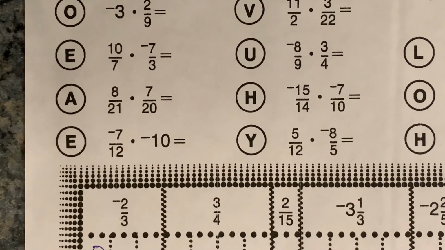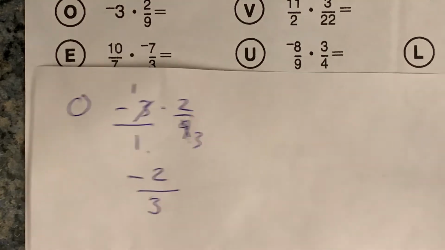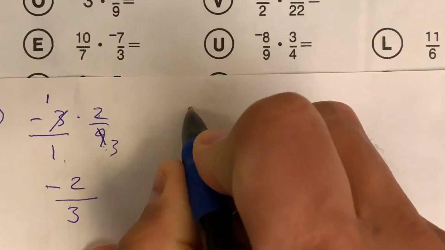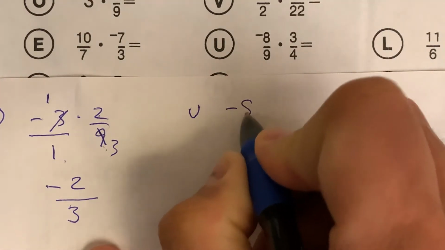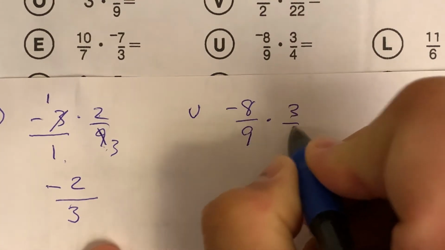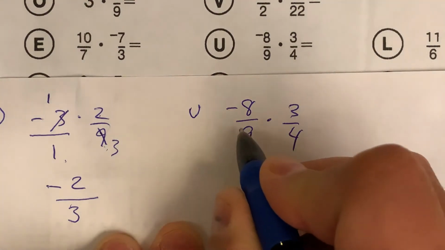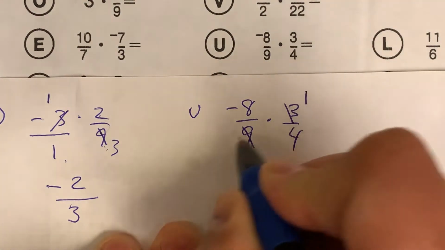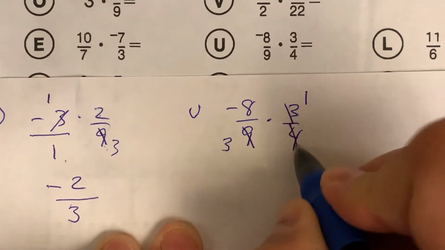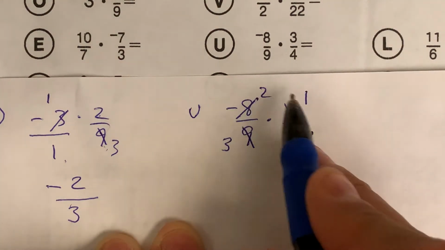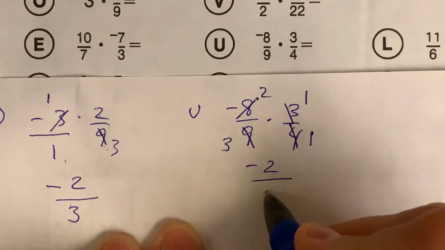And for the next one, I have picked a certain one again for it to work here. This one right here, this U one. So for this one, we're going to do -8/9 times 3/4. And again, see if I can cancel anything. I can actually cancel both ways here, which makes it nice. So the 9 and 3 can both be divided by 3, and the 8 and 4 can both be divided by 4. So it's 1 and 2. So I get -2 times 1, -2. 3 times 1 is 3.